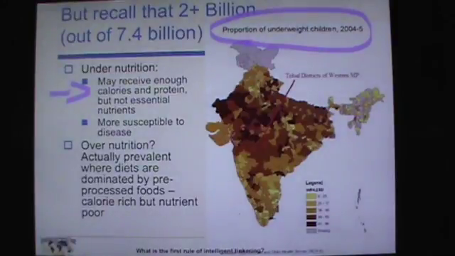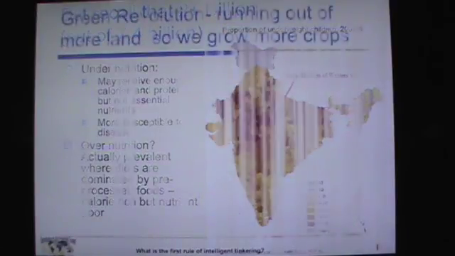And then you have this idea of overnutrition. We're not talking about somebody getting fat, we're talking about diets. This goes back to that food desert that is in the pop quiz. Read about that. Diets are dominated by pre-processed foods, calorie-rich but nutrient-poor. You can even get nutrient supplements, but that doesn't mean you're getting the fresh fruits and vegetables that you really need to be healthy.